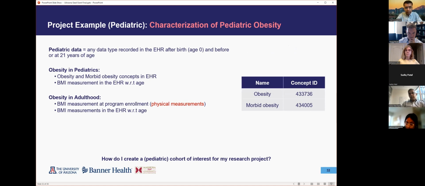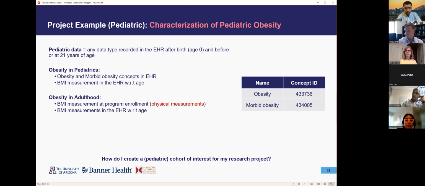So how did we characterize pediatric data? We picked pediatric obesity, which is one of the ongoing public health issues. So here, pediatric data is defined as any data type recorded in the EHR after birth, age 0, and before or at 21 years of age, which is the NIH definition for pediatrics. And obesity in pediatrics was defined as obesity or morbid obesity concepts in the EHR. So the table shows you what concepts we used for pediatric obesity. And BMI measurements with respect to age is another domain we use for defining obesity.